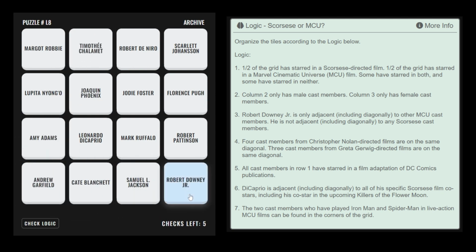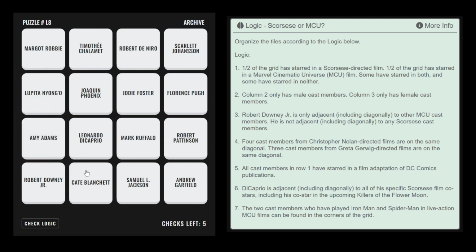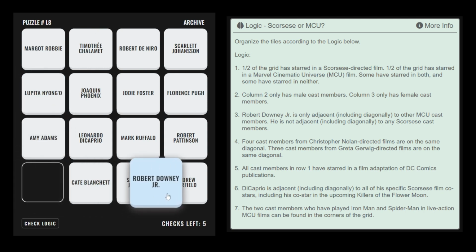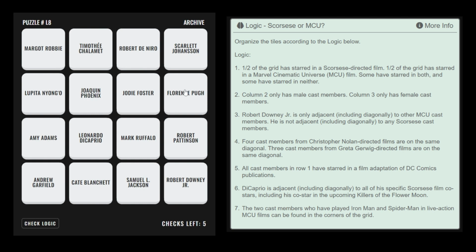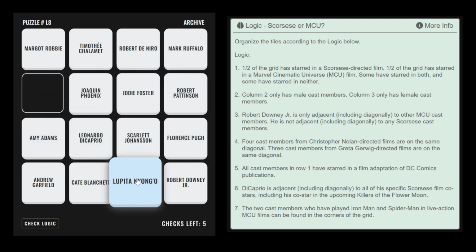From rule number 3, we know that RDJ can only be adjacent to other MCU cast members who have not starred in a Scorsese-directed film. Therefore, the only stars he can be adjacent to are Florence Pugh, Lupita Nyong'o, and Scarlett Johansson. Rule number 2 states that column 2 can only have male cast members, therefore RDJ must belong in this bottom right corner so that he can be adjacent to these 3 MCU co-stars. We do not yet know where exactly they should be placed.